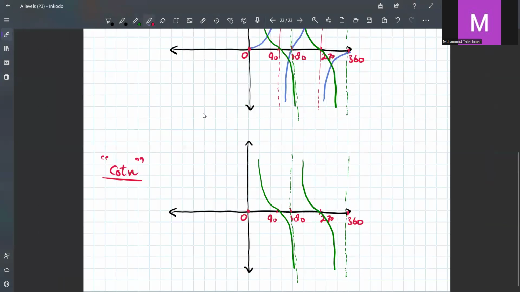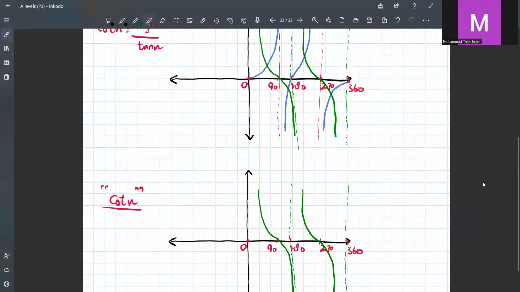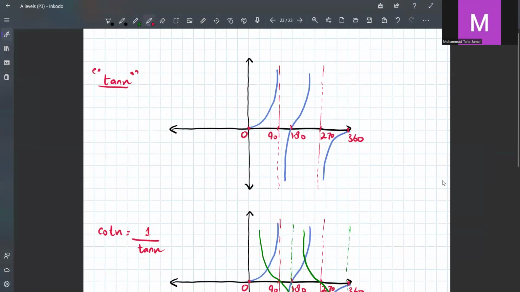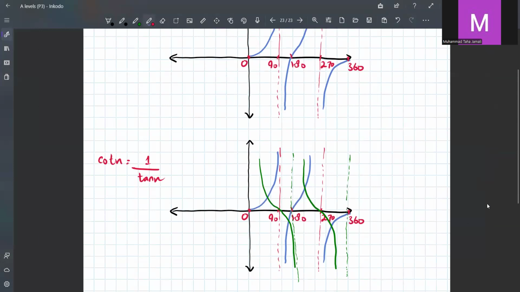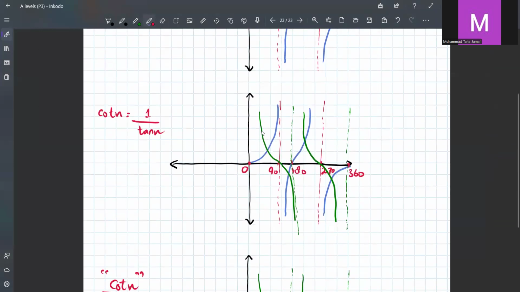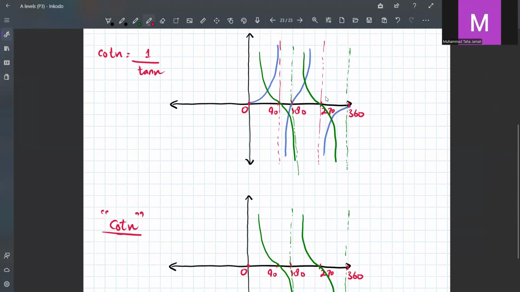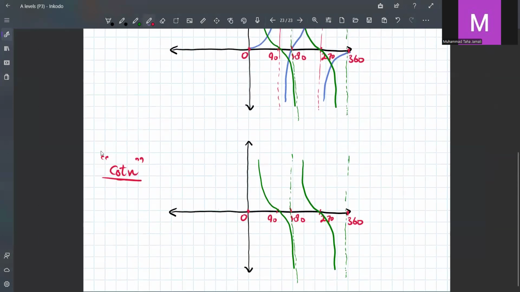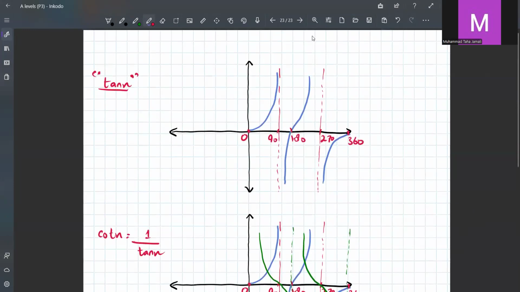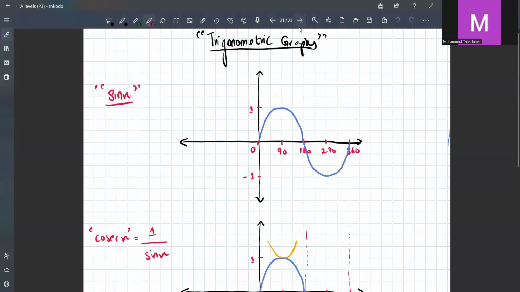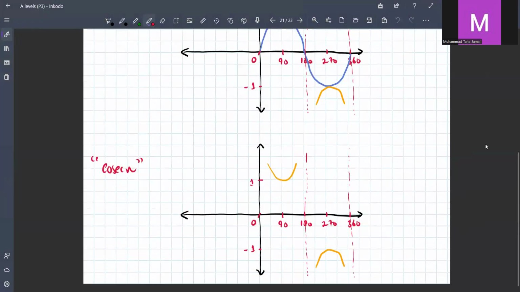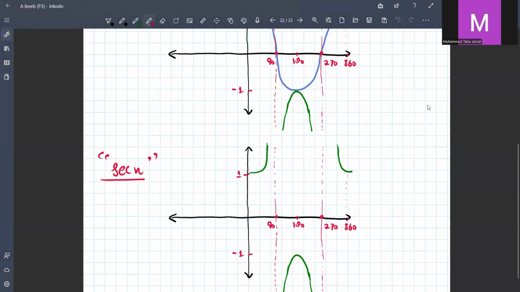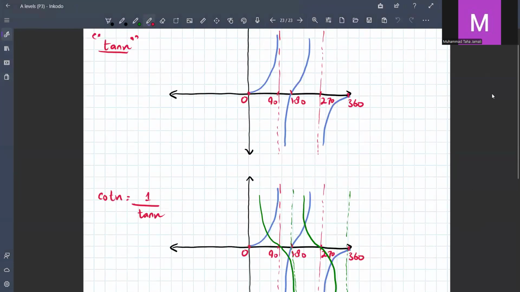What we did, we first drew the graph of tan x, and since cot x is 1 upon tan x, the graph is pretty much the opposite, not exactly inverse, but pretty much opposite. So this is the final graph of cot x. So yes, we are done with trigonometric graphs: sin x, cosec x, cos x, sec x, and tan x and cot x.